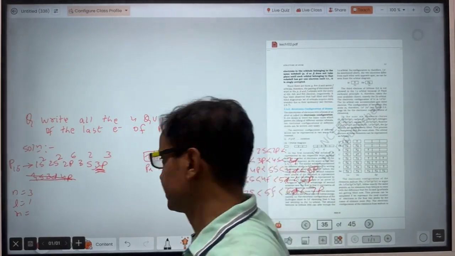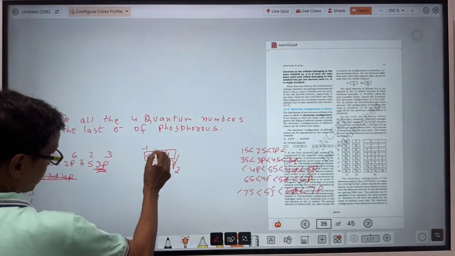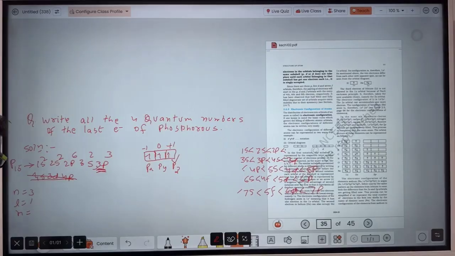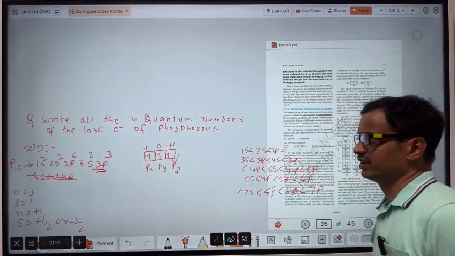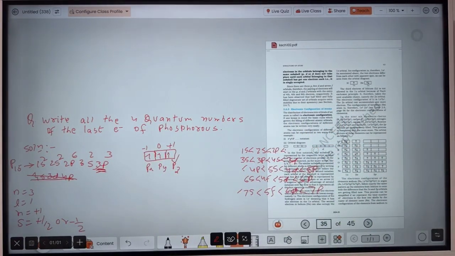So Pz is this one. So here it is -1 for this one, it is 0, and it is +1. So m equals +1, and s may be clockwise, maybe anti-clockwise, whatever. So the two will have opposite spin, so that will be +half or -half. Anyone can be. Okay, that is all 4 quantum numbers of the last electron of phosphorus.